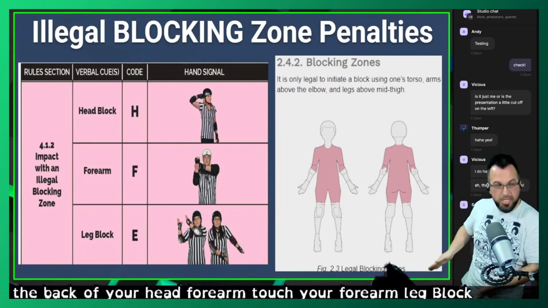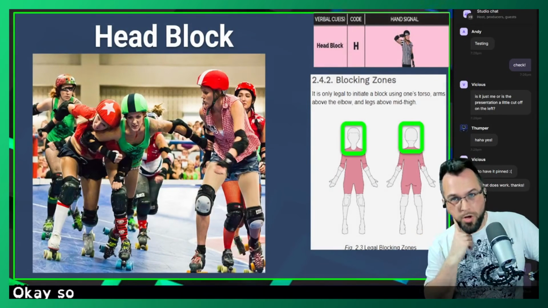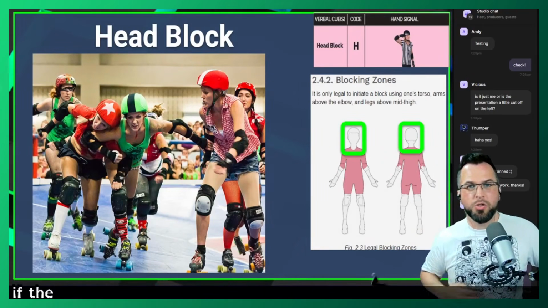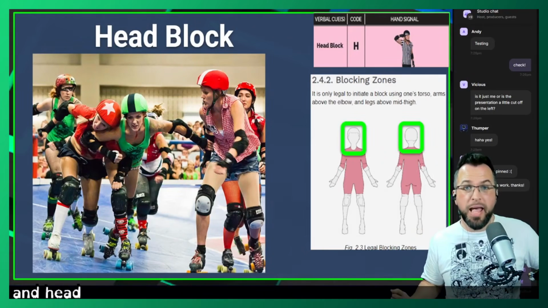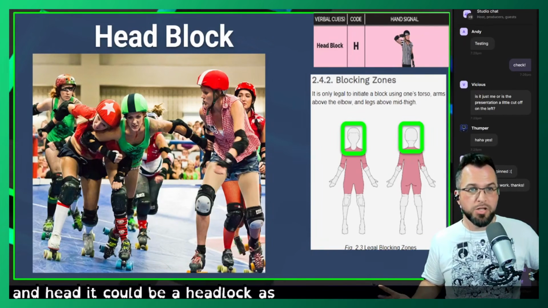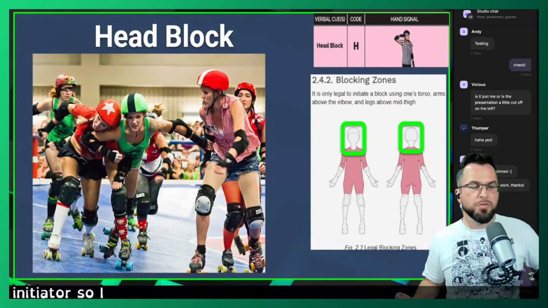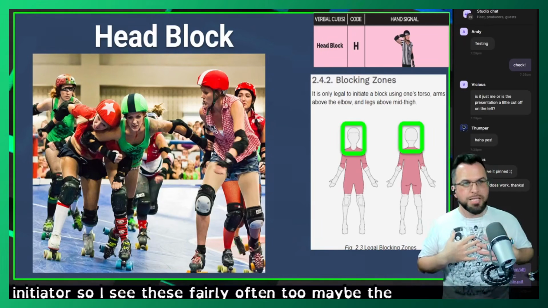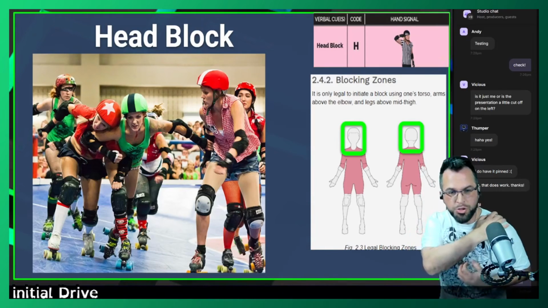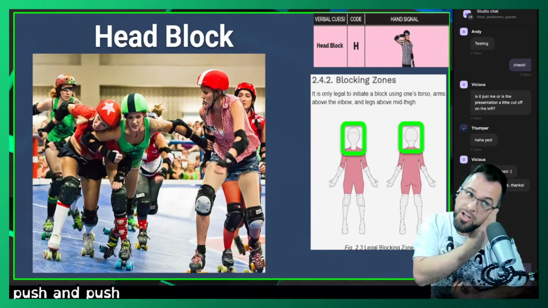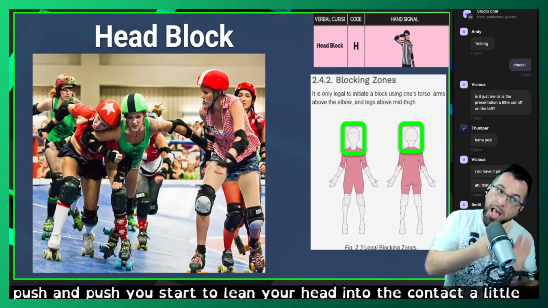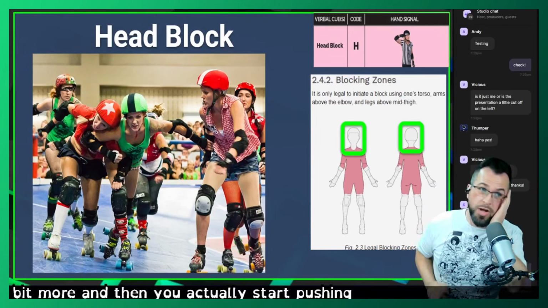It's your leg. Okay, so in this photo, if the red jammer continued to push the green pivot with their face and head, it could be a head block, as the red jammer would be an initiator. So I see these fairly often too. Maybe the initial contact, the initial drive is with your shoulder, but then as you're continuing to push and push, you start to lean your head into the contact a little bit more, and then you actually start pushing with your head, or maybe even with both.